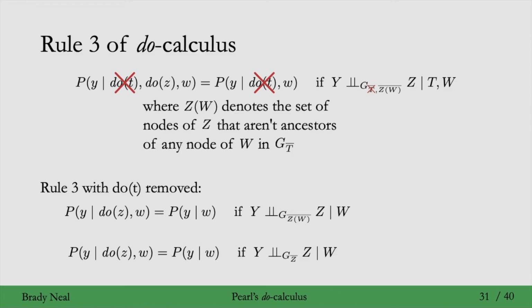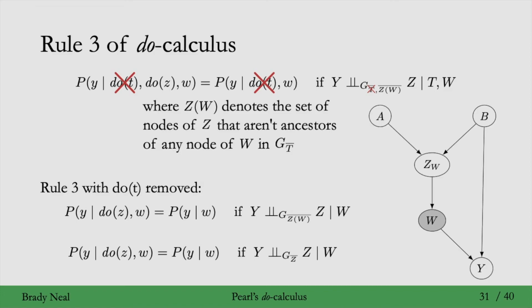Now, to see why we have Z\W instead of Z for this rule, we're going to have to consider colliders. So colliders are the key here. To see that, consider this graph. Here I'm using ZW to refer to a node in Z that is an ancestor of a node in W. And I have W conditioned on here, right? So W is behind the conditioning bar.